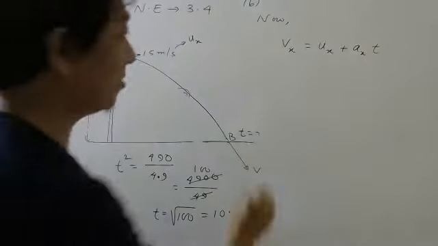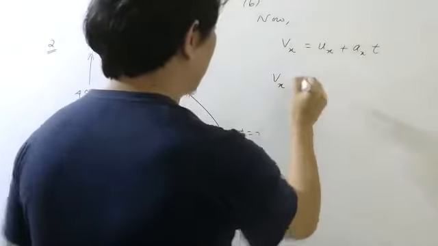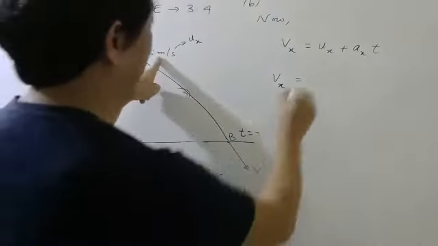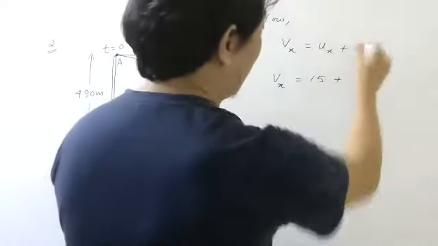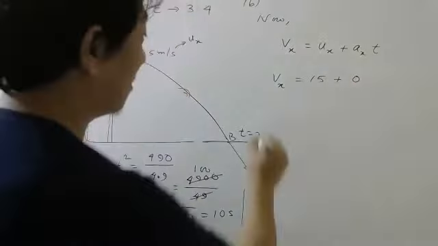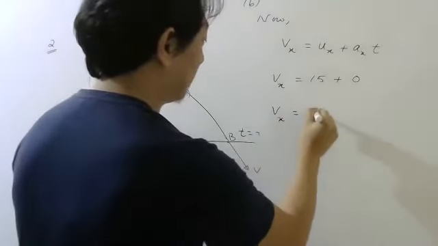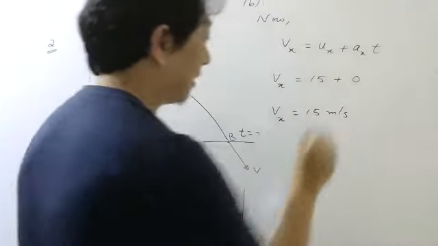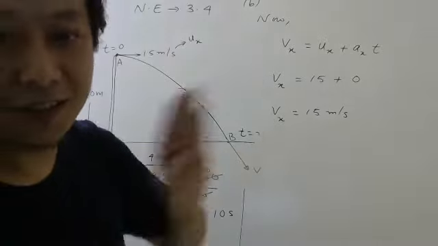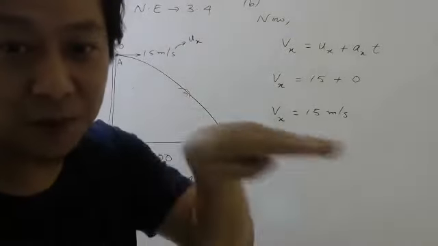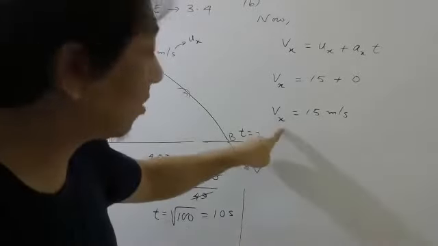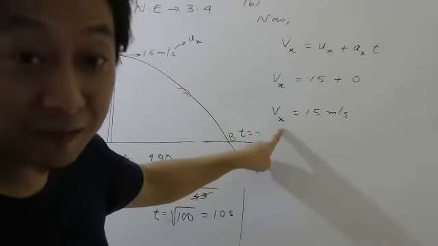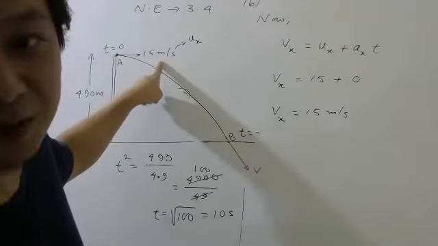Direct substitution, let us do. Vx equals Ux, which is how much? 15. In gravity problems, you all know the acceleration along the x-axis is 0. So Vx is 15. And this I have already told you. In gravity problems, the x component of velocity remains constant. So the final x component of velocity will be the same as the initial x component of velocity.